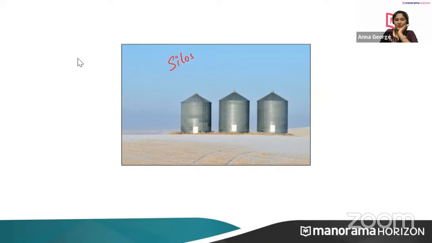Correct. Silos. These are silos where harvested grains are stored. And also these harvested grains are stored in some areas called granaries. Okay, there are two methods by which harvested grains can be stored: silos and granaries.